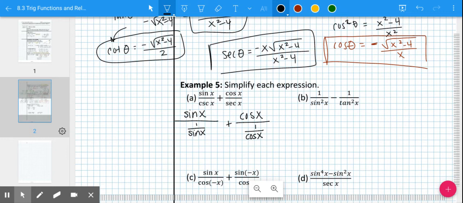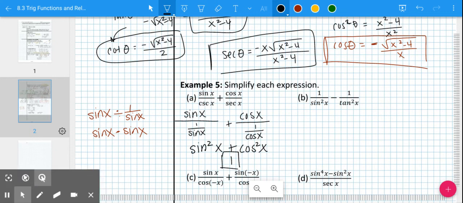When I simplify sine over 1 over sine, if you're not comfortable with that fraction, you can think of it as sine divided by 1 over sine, which really becomes sine times sine. When you divide by a reciprocal, it's the same as multiplying. So this becomes a sine squared, and this becomes a cosine squared. Well, that's an identity. That gives you just a 1. Go ahead and try part B on your own and put your answer in the Ed Puzzle.